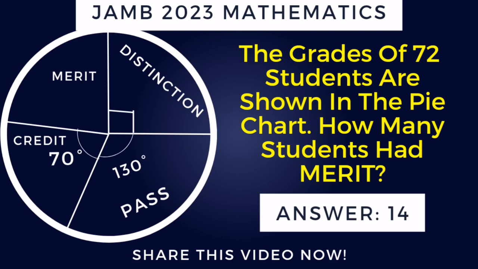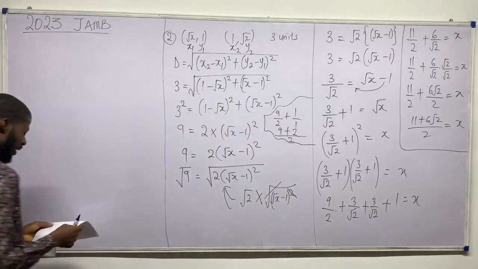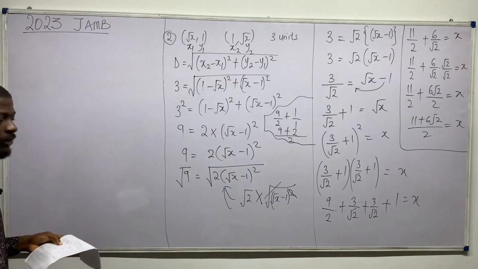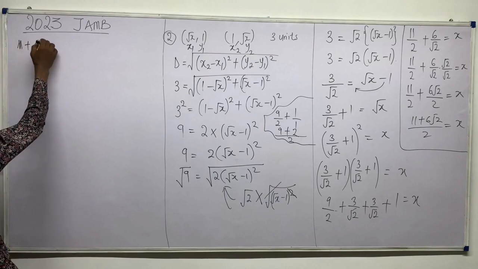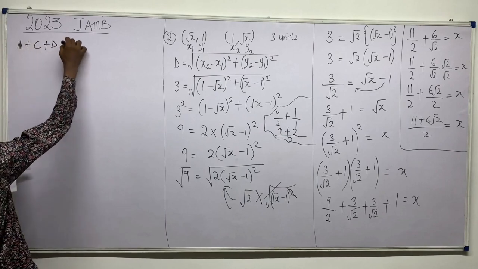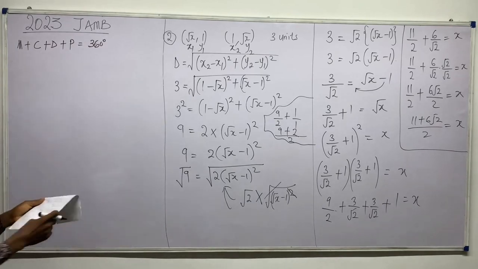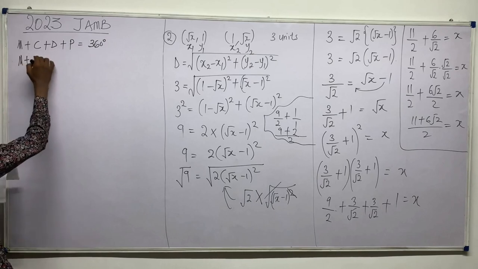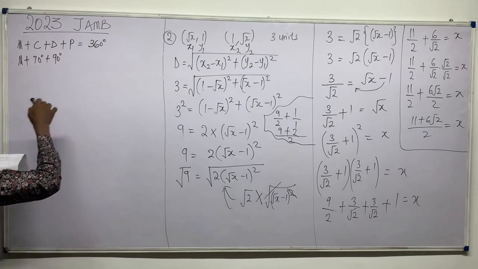Now, there are different ways of solving this type of question, but let me go through the normal process. First thing first, let us find out the angle for merit. You would agree with me that the sum of angles in a circle will give us 360 degrees. So it means merit plus credit plus distinction plus pass will give us 360 degrees. And I would then say merit plus credit is 70 degrees. Distinction is 90 degrees because of that symbol there.